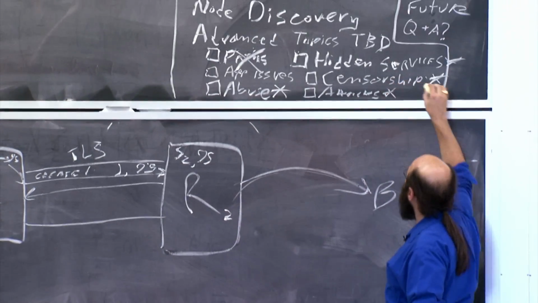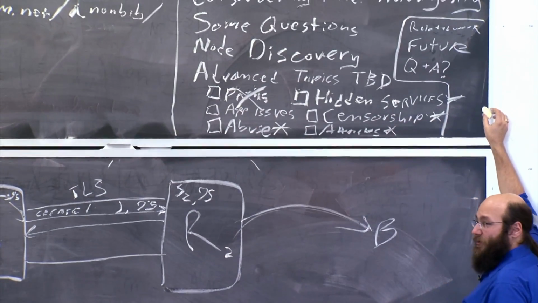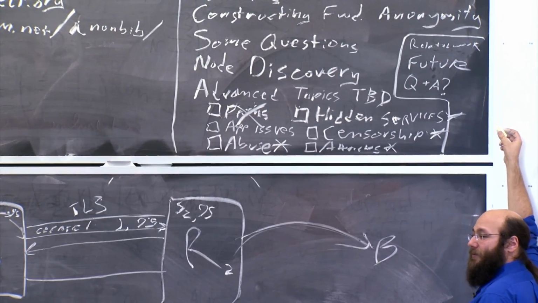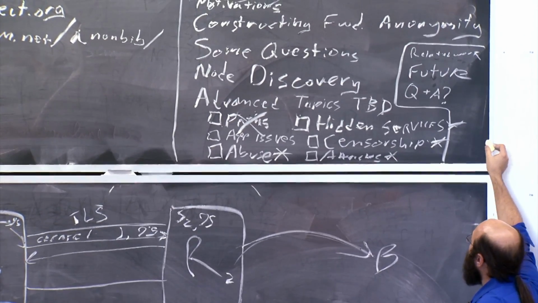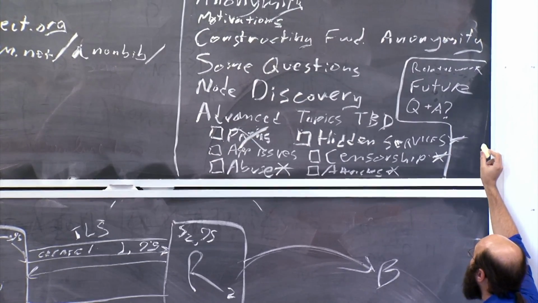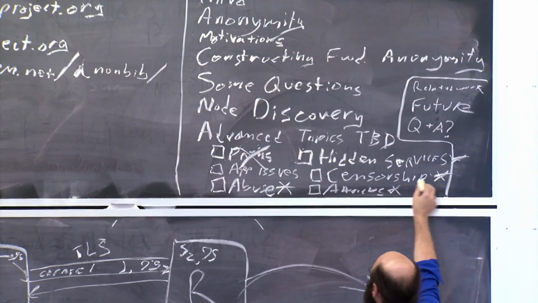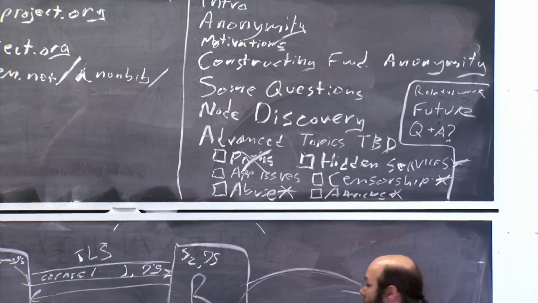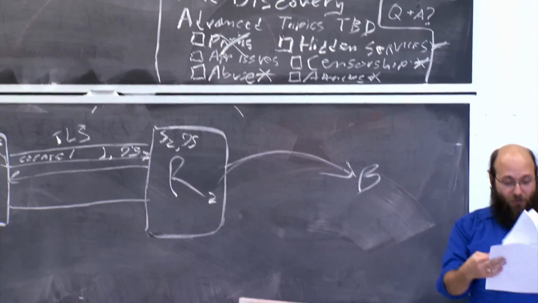Let's see, I think I got the most hands. Did you see what I got the most hands for? Any opinions? Abuse and hidden services? Abuse and hidden services. All right, I'll talk about abuse and hidden services, and if I've still got time, I'll do censorship and attacks. So let's go to abuse.